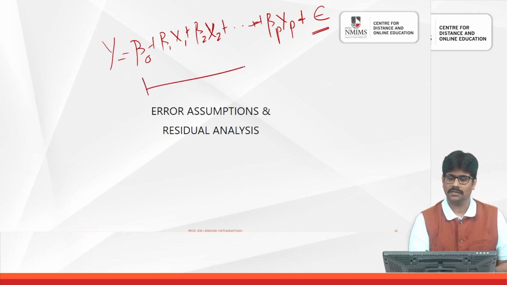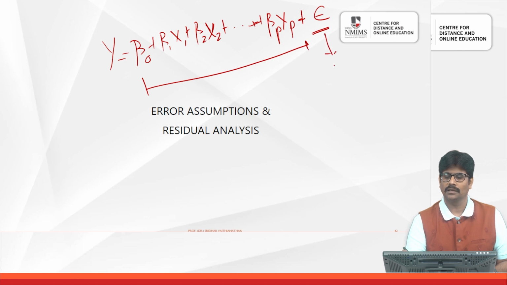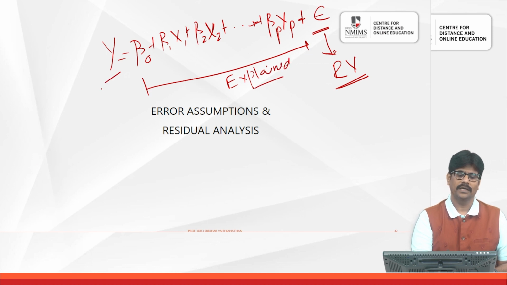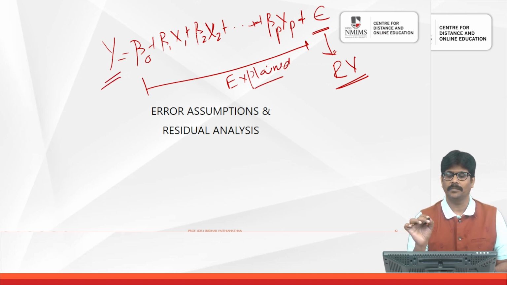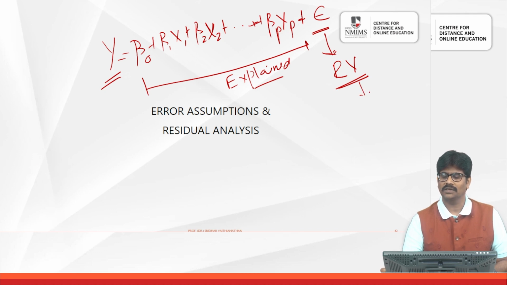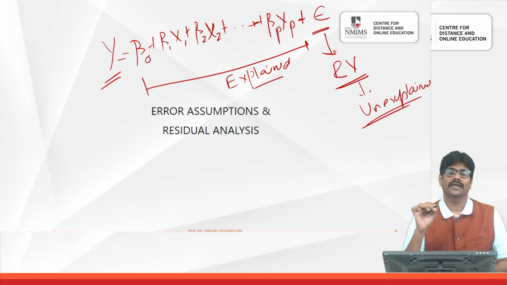This error is assumed to be a random variable, and I will explain further as we go along. So this is your explained variance. The first part is basically your explained part. Whatever variation is happening in y is being explained by these independent variables, whereas whatever is not explained, which we call the error term, is basically the unexplained part.